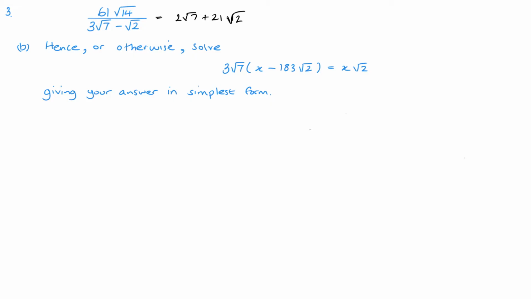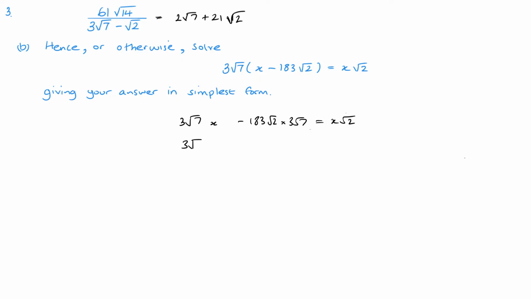Yeah, so the next question we've got to solve for x, and we need to be looking at this being in some sort of form like we have here, which should make it a little bit easier. Now, I don't know how to approach this initially, so I think I'll start by expanding the brackets. So 3 root 7x minus 183 root 2, and that's times 3 root 7 equals x over root 2. I want everything with x on one side.